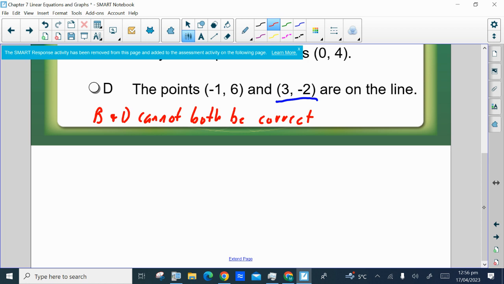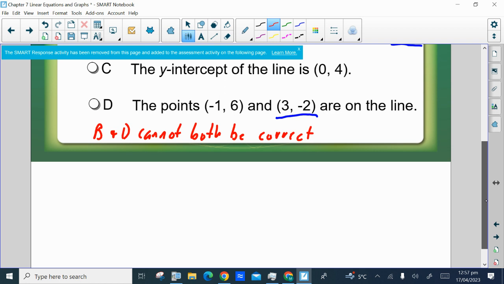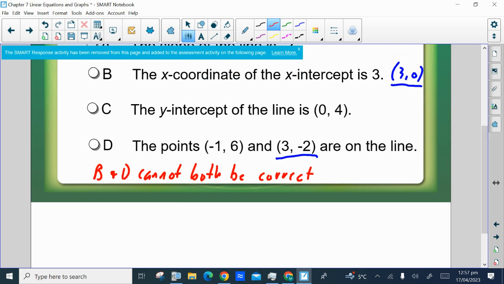All right. Now, statement A says the slope is negative 2. D, you've got 2 points on the line. So we can use the slope formula to find the slope of the line in answer D. Remember the slope formula: y2 minus y1 over x2 minus x1. And this formula will be given to you on any quizzes or test if you need it.